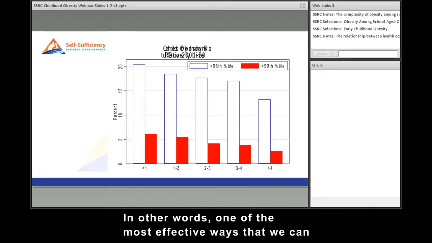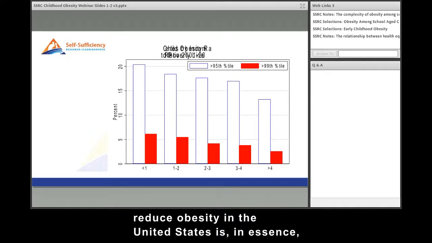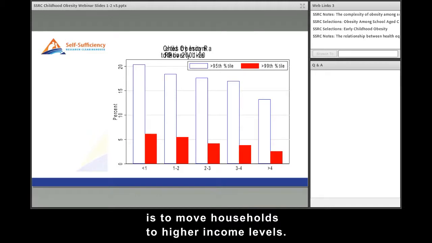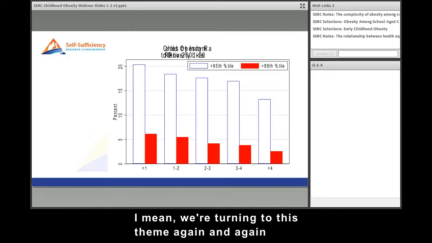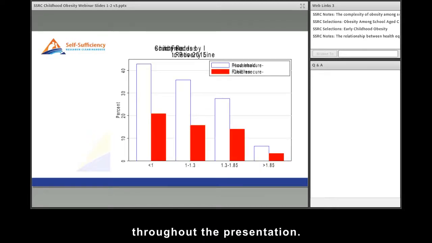So in other words, one of the most effective ways that we can reduce obesity in the United States is, in essence, to move households to higher income levels. I'm going to be returning to this theme again and again throughout the presentation.